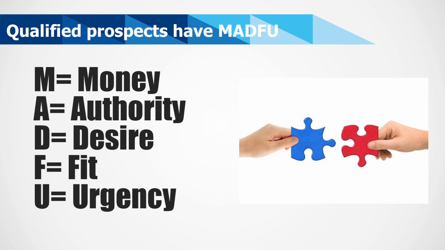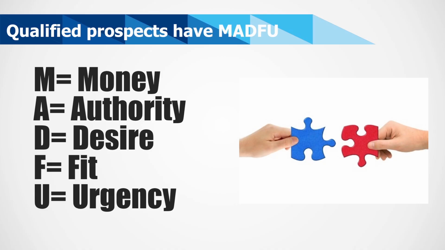The M stands for money. They have to have money. I mean, this is obvious, right? If you're selling something and they don't have budget, then they're not a qualified prospect. They might still be worth spending some time with, and you would put them into a follow-up file for follow-up 3-6 months from now, maybe even a year from now. But the point is they have to have some budget.